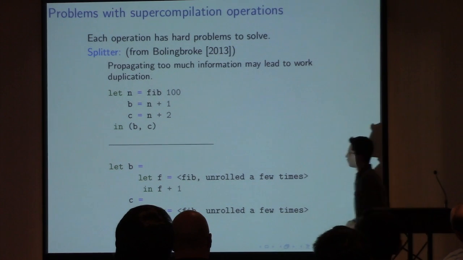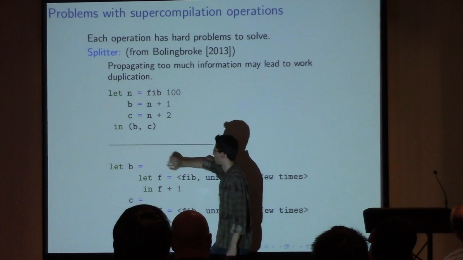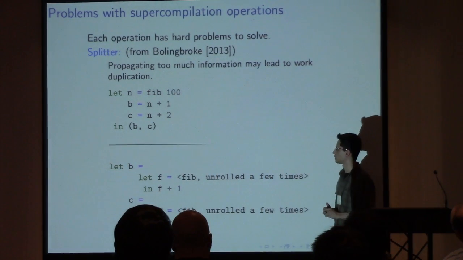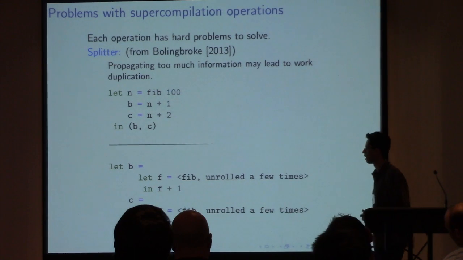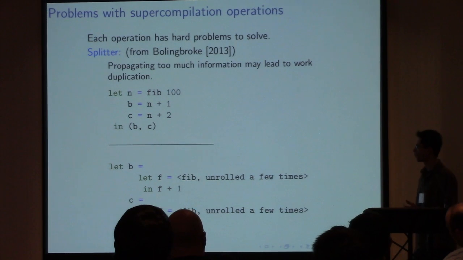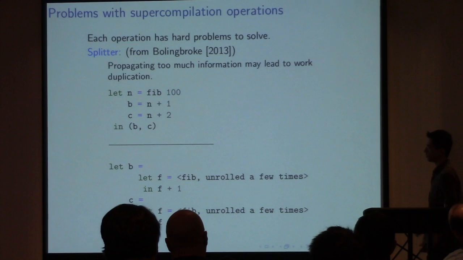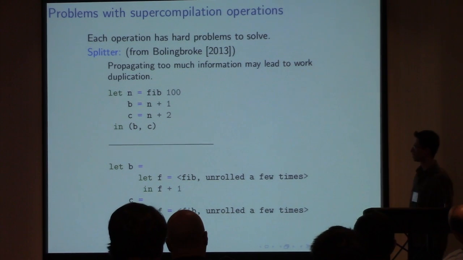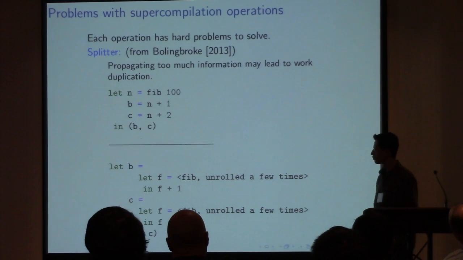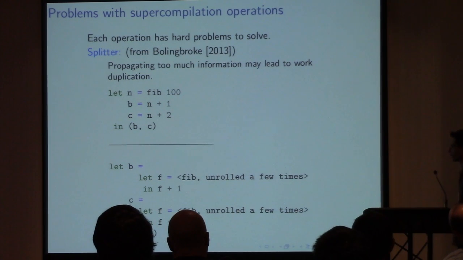Here we are going to supercompile this B and C pair, and while supercompiling B, we need the definitions of N and fib if we want to take some steps at compile time. But if we pass the definitions of N and fib while evaluating B, and we also do the same while evaluating C, then we may end up with this. And in this case, we start evaluating fib of 100.